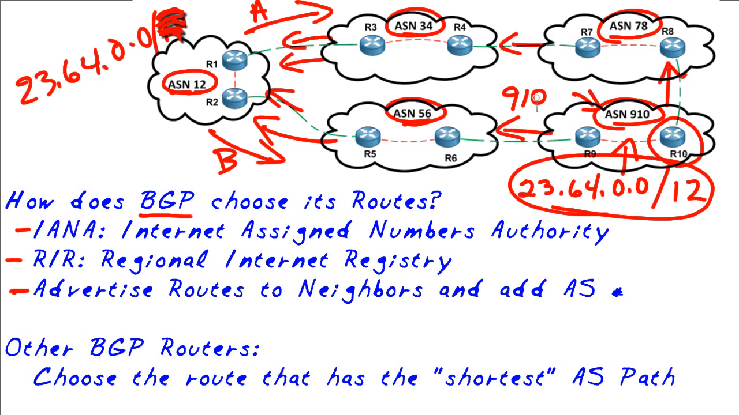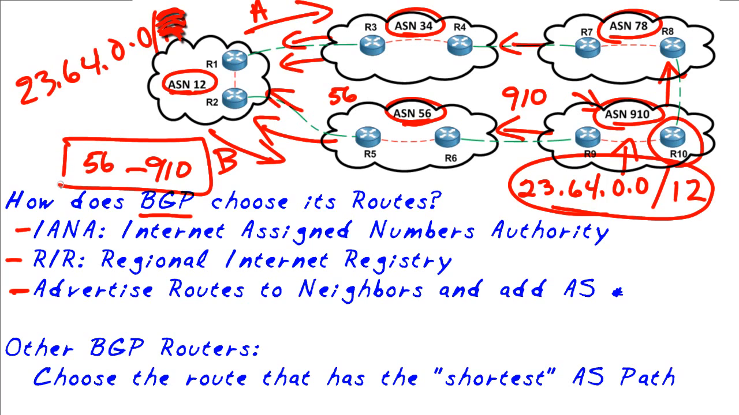There's a little attribute, a little value, called what path has this route been advertised on. When AS56 advertises it over, it tacks on its autonomous system number, 56. And so when this route shows up on path B, it's going to show up that it went through AS910, it went through AS56, and here's the route.